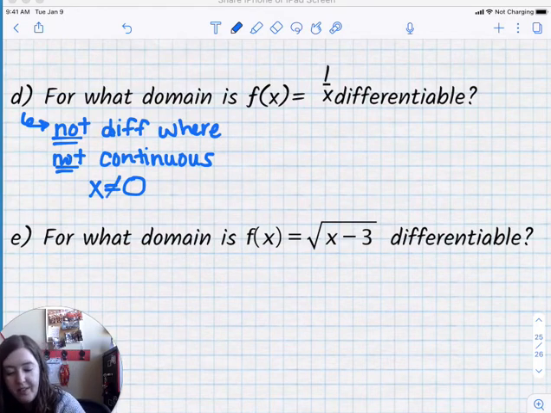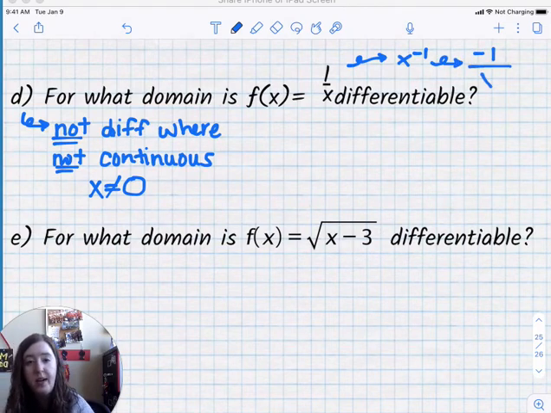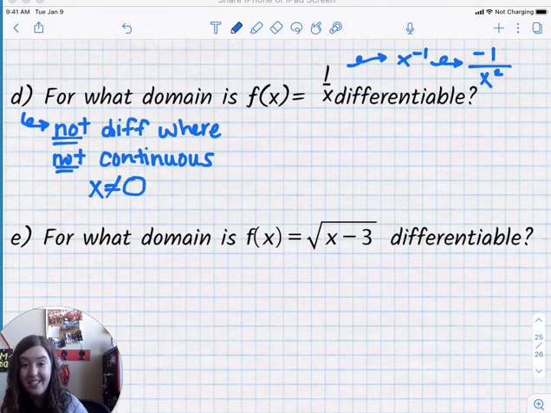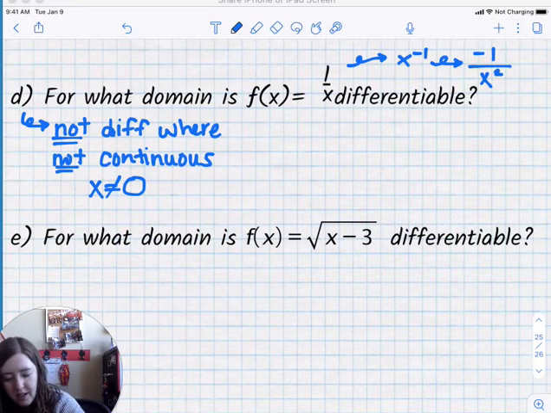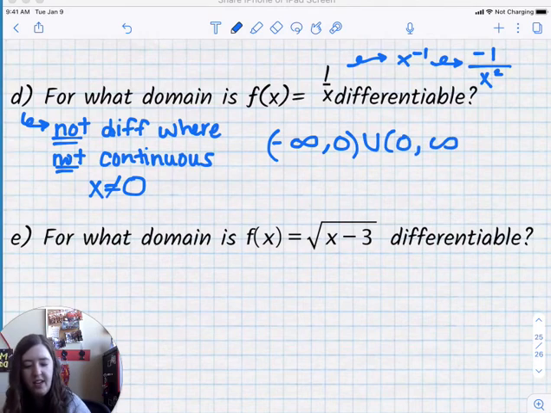Now if we took the derivative of this, remember, it is x to the negative first. So if I were to take the derivative of it, we would be looking at negative 1 over x squared. Now once again, on that function, where is that derivative not continuous? At x equals 0, right? When we take x squared and set that equal to 0. So my function is differentiable everywhere except for 0. So from negative infinity until 0, we'll use parentheses to skip over it, and then from 0 to infinity.